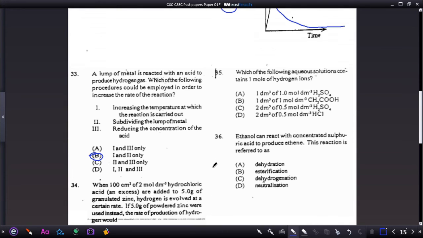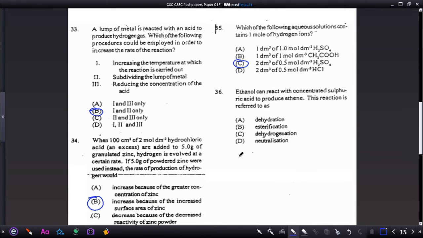Question 35. Which of the following aqueous solutions contains 1 mole of hydrogen ions? We have seen this question in the previous video. We go ahead and know that the answer is C. Ethanol. 36. Ethanol can react with concentrated sulfuric acid to produce ethene. The reaction is referred to as dehydration.